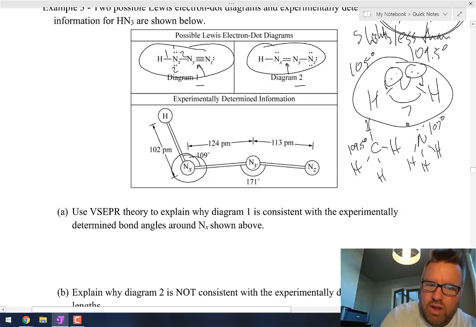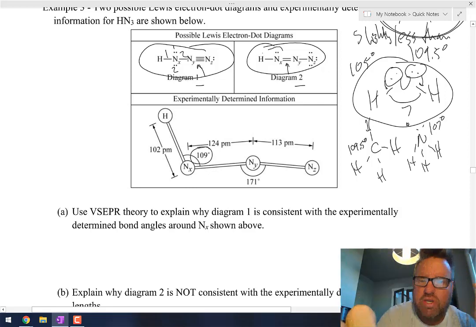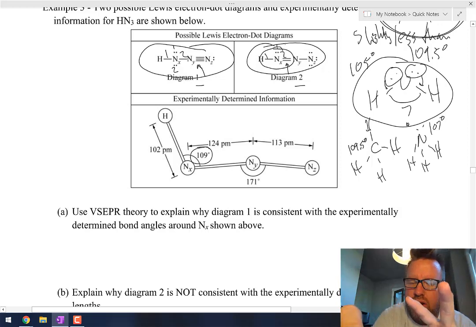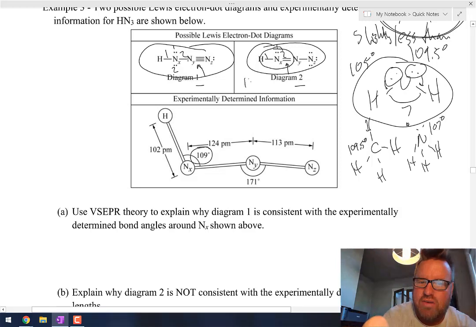Oh, and what do you know? What's our bond angle here? Our bond angle is right around 109. If it were diagram 2, you've got 2 bonds and 1 lone pair. So that's 3 all total, and 3 makes a trigonal planar shape. Trigonal planar shapes have bond angles of 120 degrees. So that bond angle right here would be 120, where here it's around 109.5. So why is it consistent?